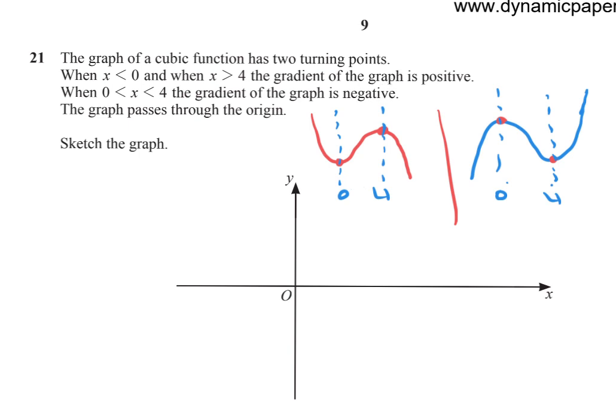But the other one, the gradient negative when x less than 0, and positive between 0 and 4, and negative more than 4. So this is not the sketch we need. And he told you that the graph passes through the origin. So now our graph will be like that. The graph increases till 0, then decreases till 4, then increases again. So this is our graph.